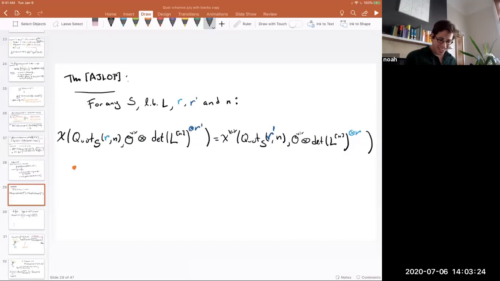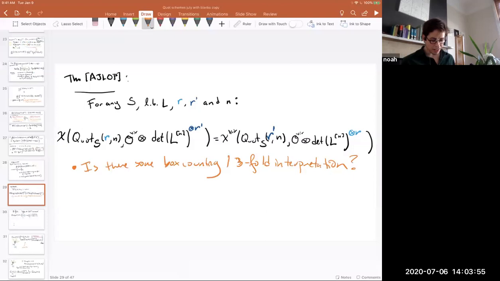And my question or puzzle is, is there some box counting or threefold or quasi-map kind of interpretation of this? I should say that in general, these series, if I sum over all n, don't give you rational functions in Q. You can get algebraic functions. So I don't know if that is a bad sign, but I think this is a statement for which another enumerative interpretation would be very interesting.